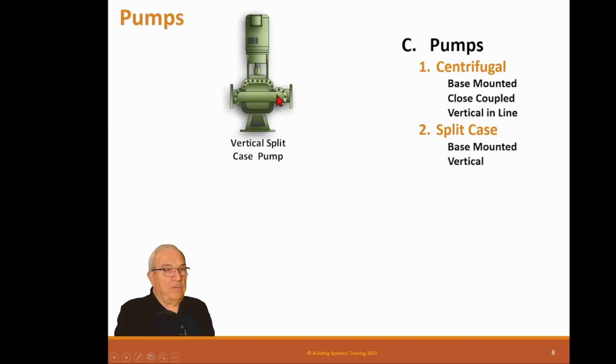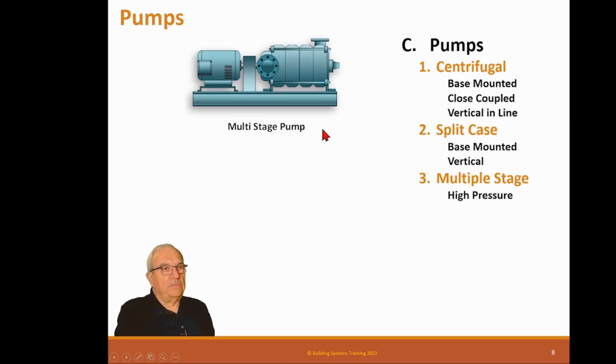This one's the same. It has two inlets. The water coming in flows around. The water flows in this way, and it flows in this way, and then this is the volute, and it comes out this way. So that's a vertical split case pump.